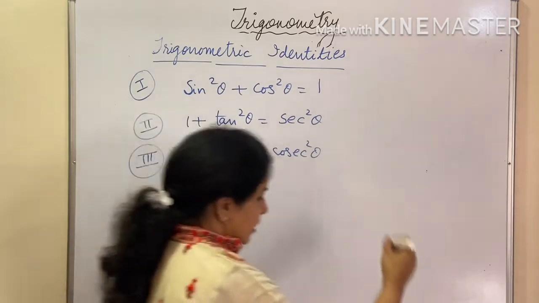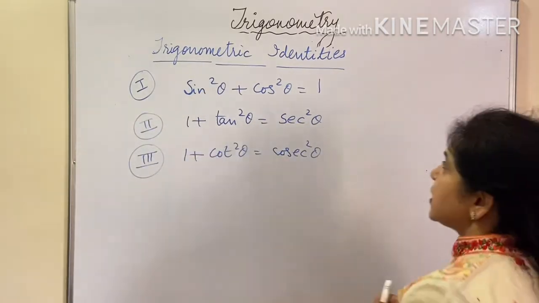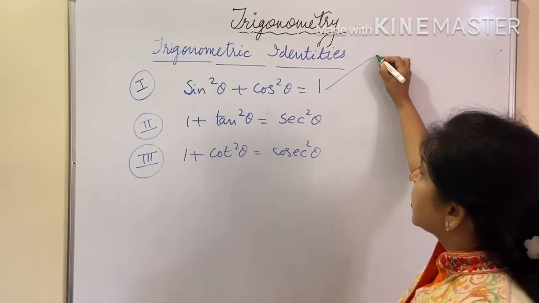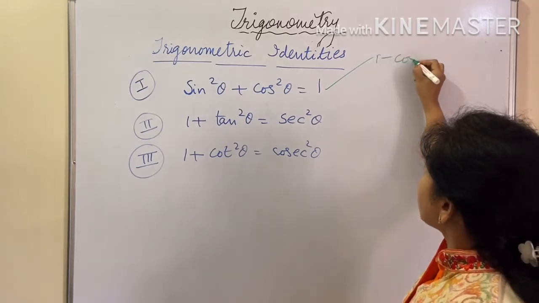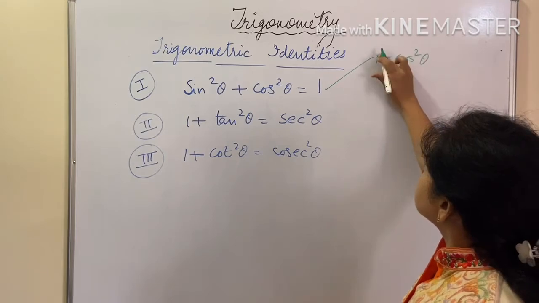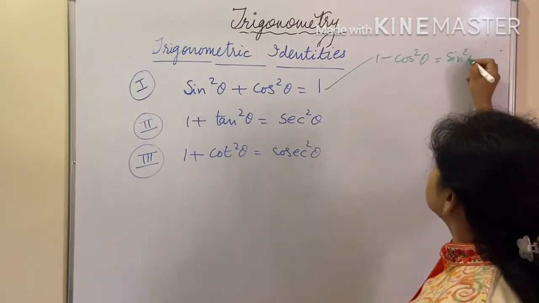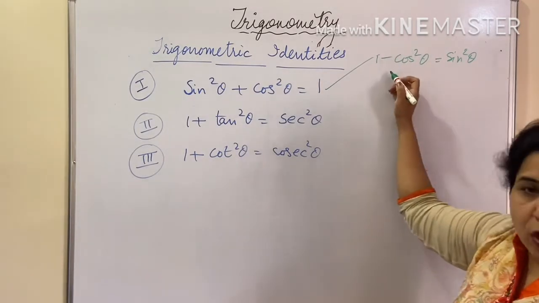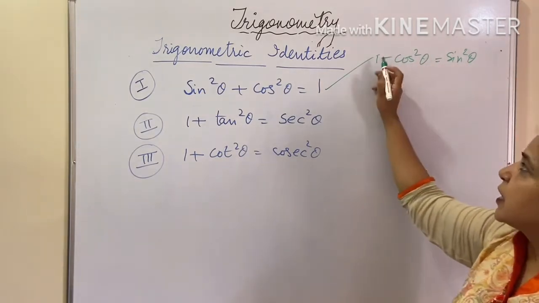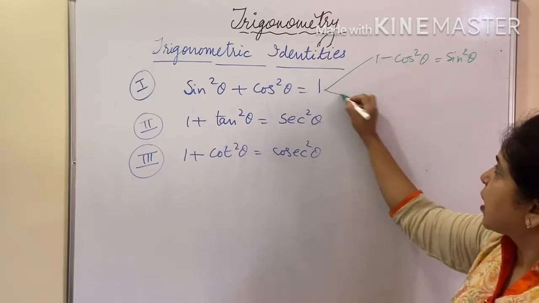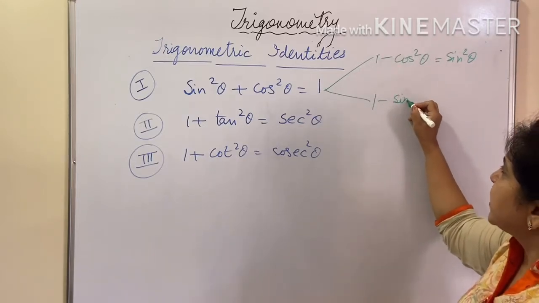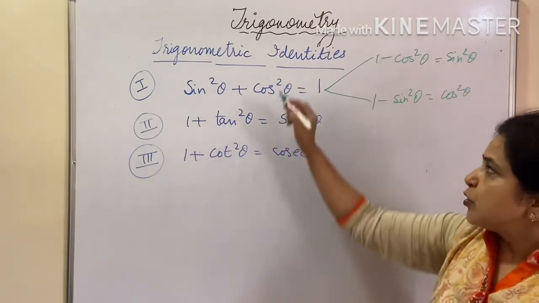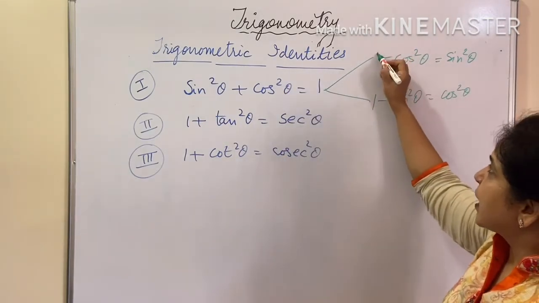We can write these three identities in three different forms. This can be written as 1 minus cos square theta is equal to sin square theta. So whenever we want to change sin theta in terms of cos theta, sin square theta can be written as 1 minus cos square theta, or cos square theta can be written as 1 minus sin square theta. So these are the three forms of the same identities.